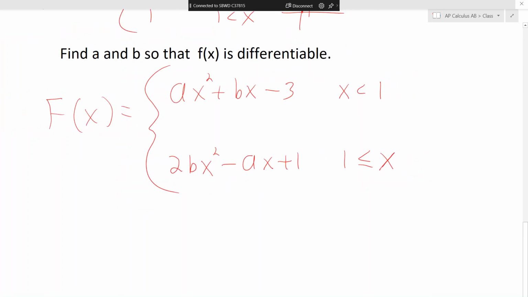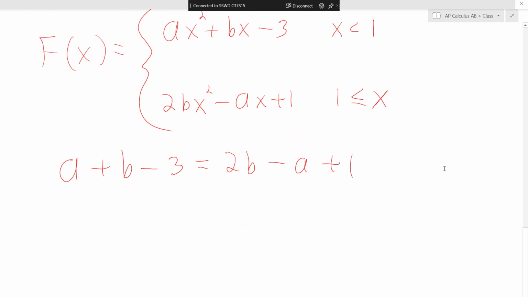You know what we're going to do? We're going to plug 1 in for x. We're going to set those equal to each other. Right? There you go. Okay, you're right. We're going to substitute in 1. That's a good word. Good math word. They have to be equal to each other. So, we need a plus b minus 3 to equal 2b minus a plus 1.